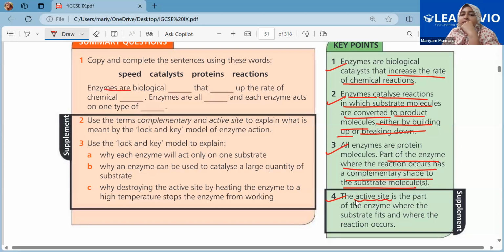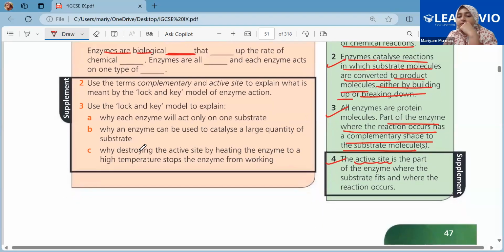So here, enzymes are biological what? Catalysts. That speed up the rate of chemical reactions. Enzymes are all proteins, and each enzyme acts on one type of substrate or one type of reaction. It acts on one type of substrate or it acts in a single type of reaction.